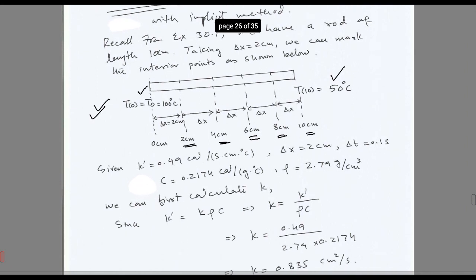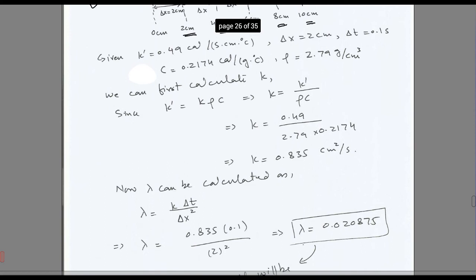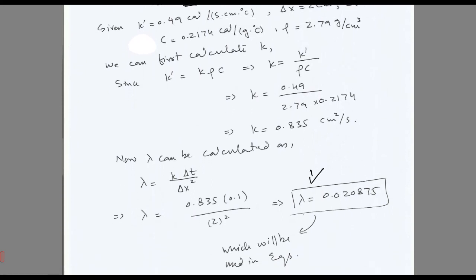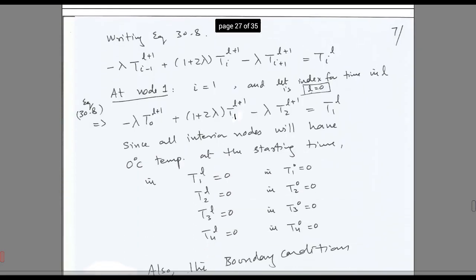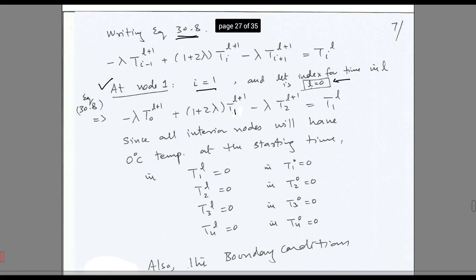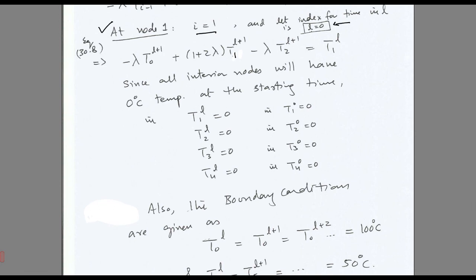Constants are given, so we are able to use constants, and finally able to calculate lambda, which is used in the equation. So next we start with equation 30.8. We write it for node 1, where i equals 1, and the time index is the first one, so l equals 0. We notice that at this time all the interior points' initial temperature will be 0. We can write T10, T20, T30, T40 equals 0.